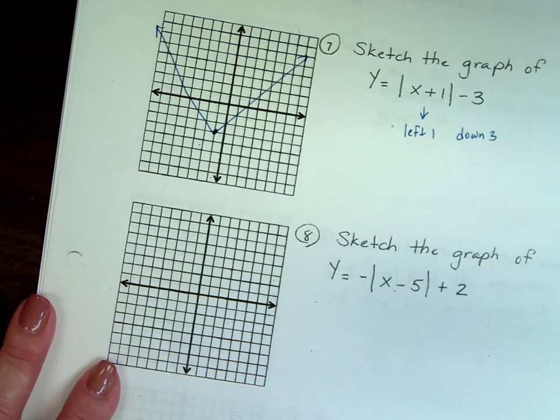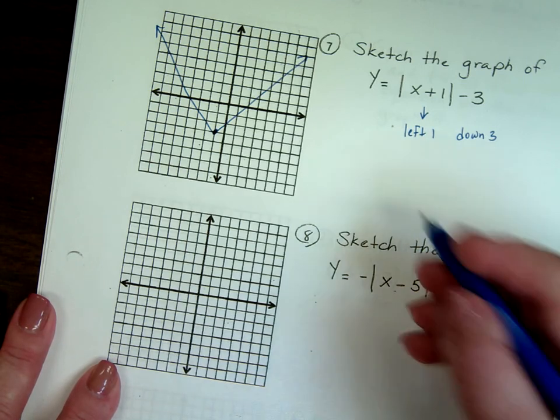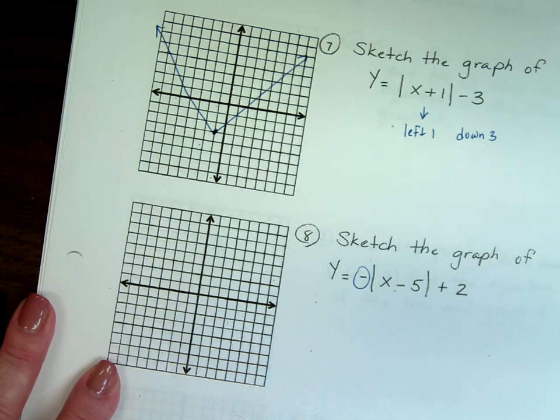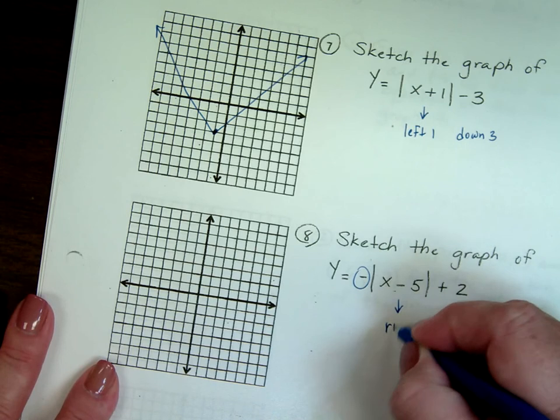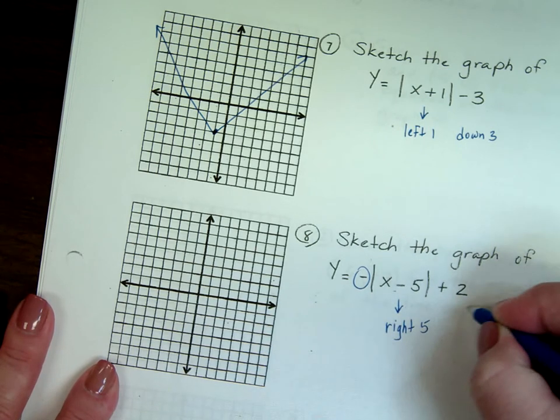And the last sketching one, this one has a negative in the front. Think about what that's going to do to your V. X minus 5 is a right 5. Plus 2 is an up 2.